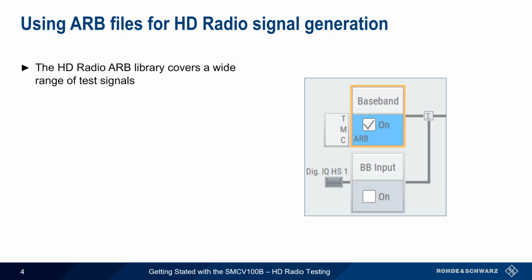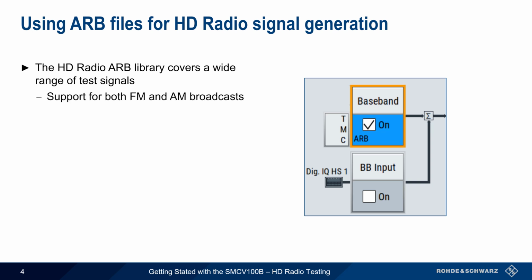The HD Radio ARB file library covers a wide range of test signals, including support for both FM and AM broadcasts. Scenarios include audio programs with and without data, single and multi-channel configurations, and tests of the emergency alert service.